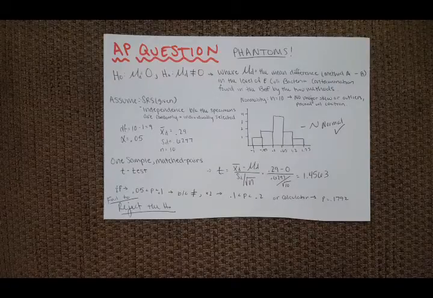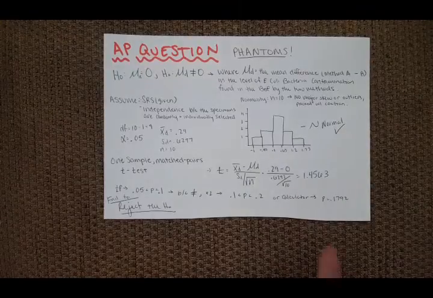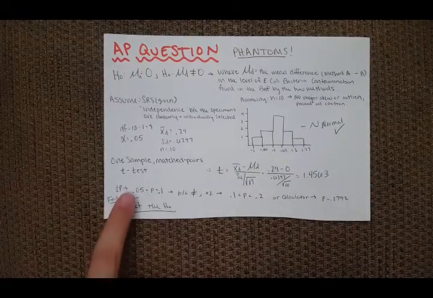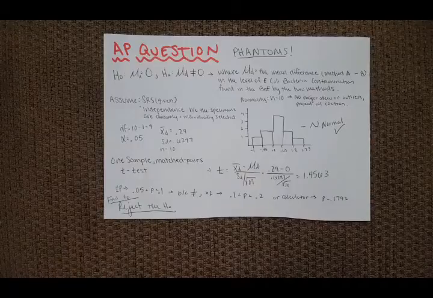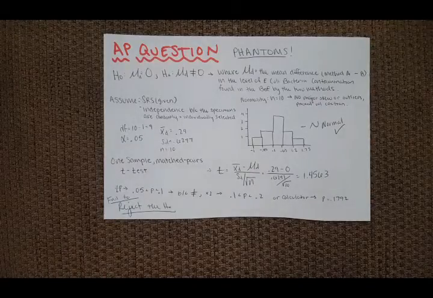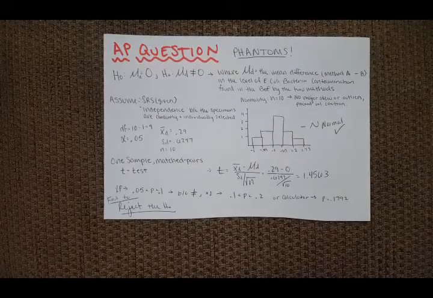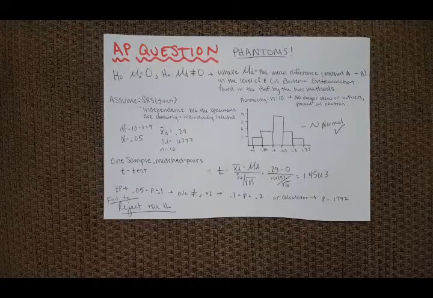So we failed to reject because we found a p-value of 0.1792, which is greater than our alpha value of 0.05. So because we found a p-value greater than our alpha value, we failed to reject the null hypothesis, and therefore we do not have enough evidence to prove that there is a difference between the two methods of calculating E. coli, or finding the E. coli in the beef.